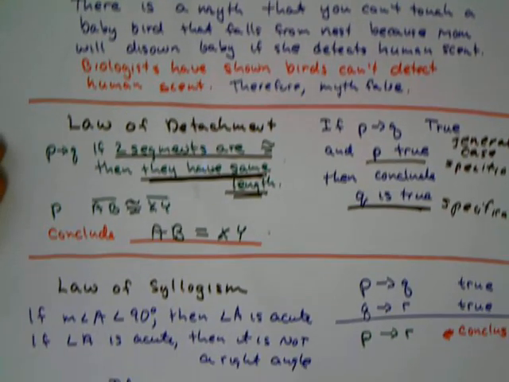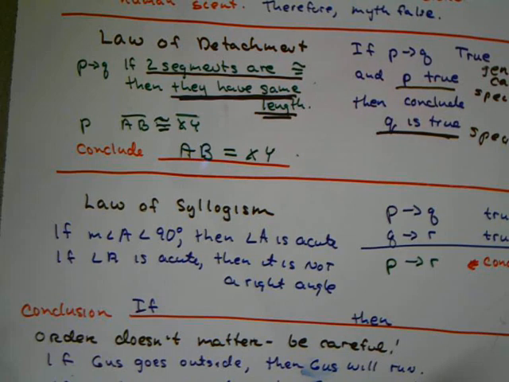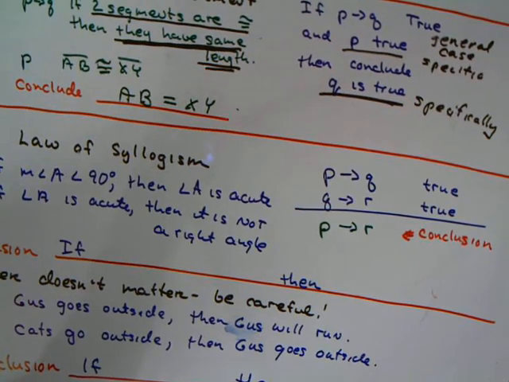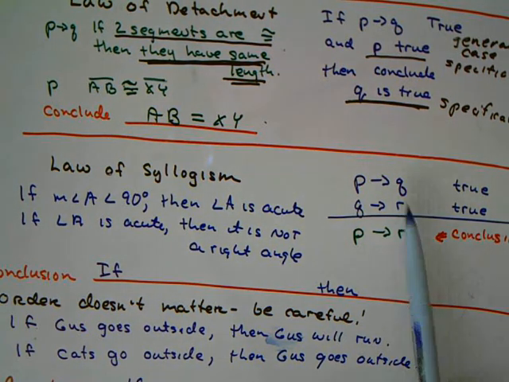That's the last one we want to talk about. Okay? And the law of syllogism says if P implies Q is true, so that's what we've got here, a conditional statement, and Q implies R is true, then we can conclude that P implies R.